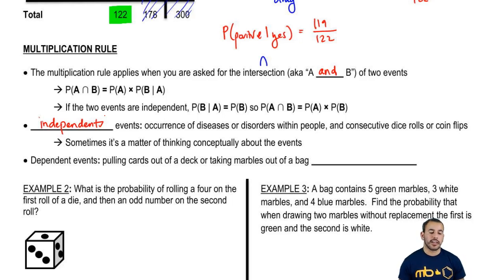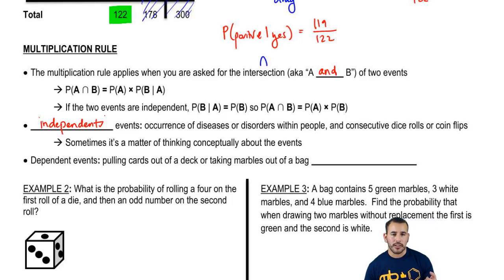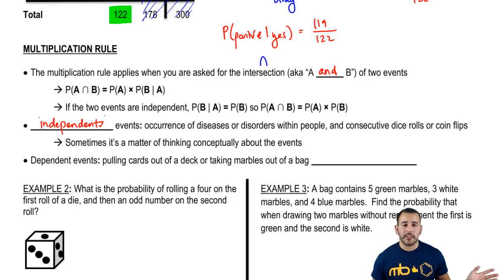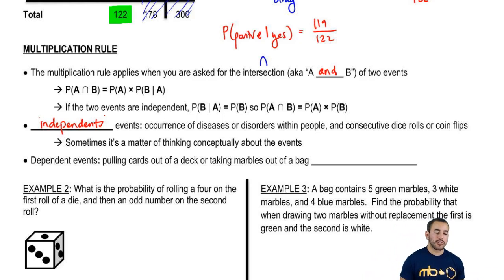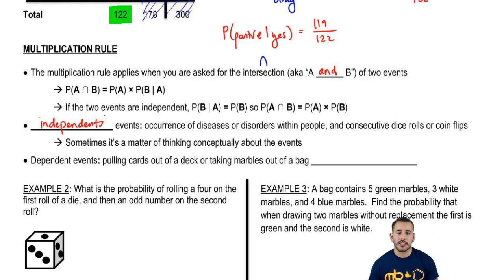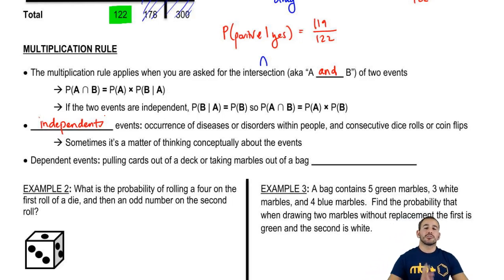And then also consecutive dice rolls or coin flips, because even if I roll a 6 on a die, right, does that affect my probability of rolling anything different on the next roll? There's still an equal probability of me having a 1, 2, 3, 4, 5, or 6. Doesn't really matter if I got a 6 the first time. And then also coin flips. If I flip a coin and get heads, that's not going to change the probability of me getting heads again or tails the next time. It just matters about the flip. And so it's going to be a 50-50 chance every time. So those are independent events. Probabilities do not affect each other.